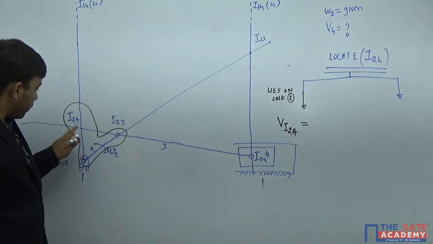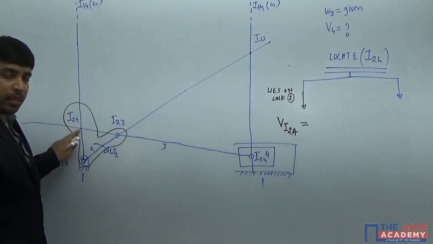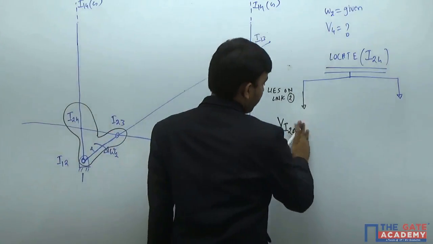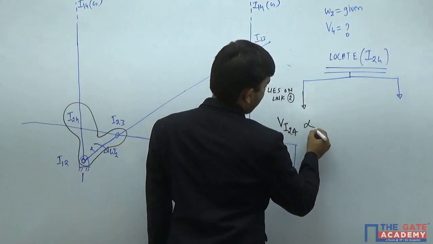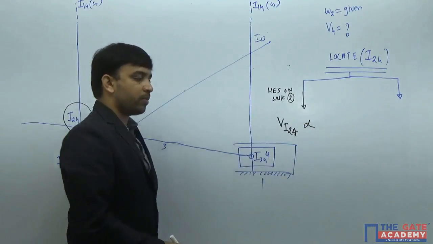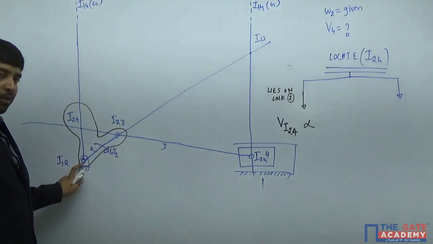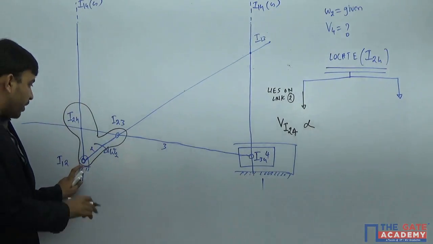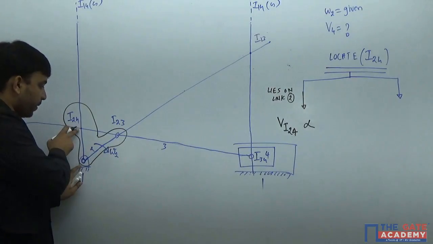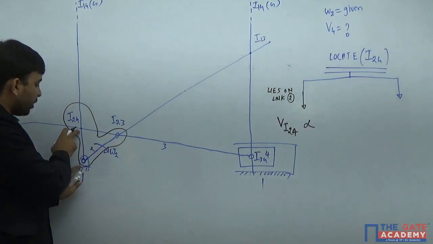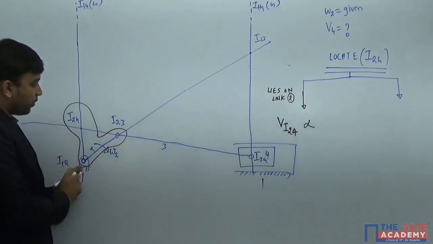If I want to find the velocity of any point on any rotating object, I can say the velocity of any point on any rotating object is directly proportional to its distance from the center of rotation. So link 2 with respect to the fixed link is rotating about this I center. This is the center of rotation. And I want to find the velocity of I24. I can say the velocity of I24 depends on its distance from the center of rotation.